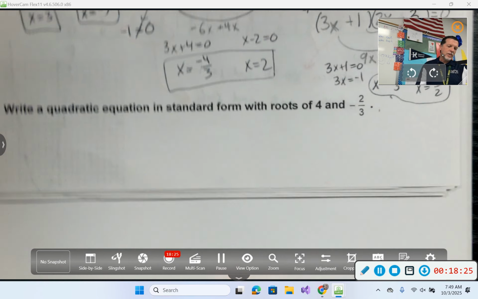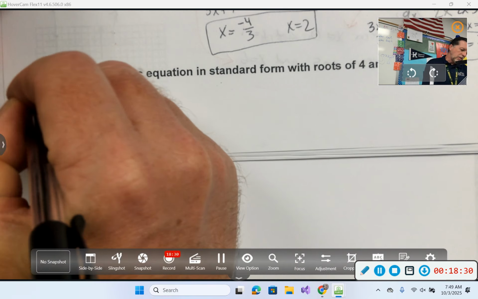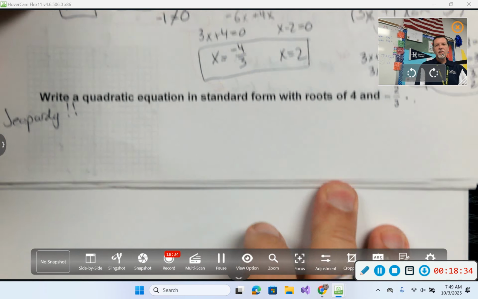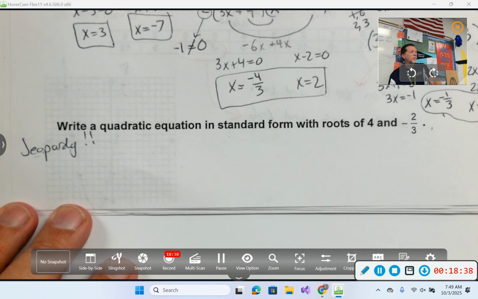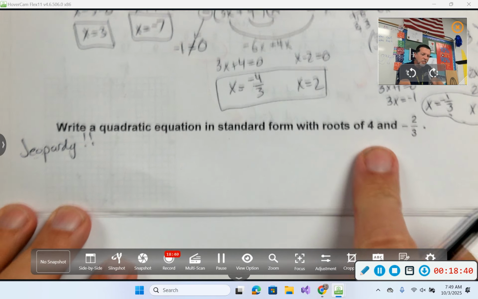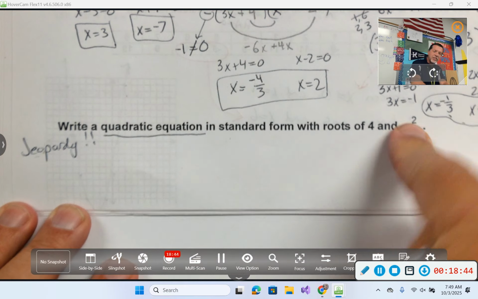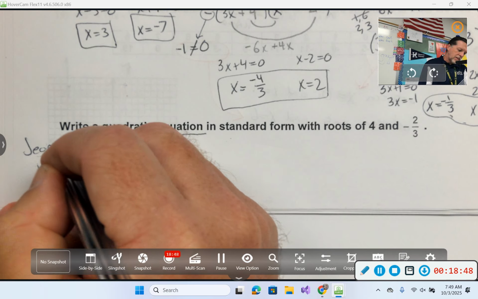Okay, last question is kind of a Jeopardy question. Right, watch the game show Jeopardy. In that game show, they give you the answer, and you have to provide the question. Well, it's like, here are the answers. What was the equation that led to those answers? So we have to work backwards.